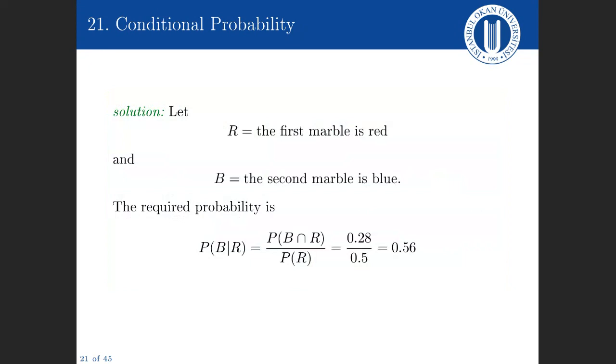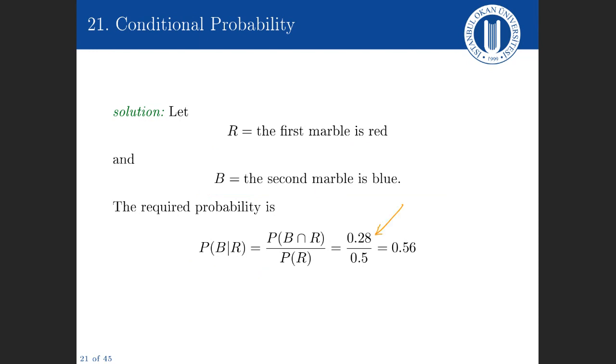We need some events. Let's suppose R is the event that the first marble is red, and let's suppose that B is the event the second marble is blue. We're asked to calculate the probability of B given R. If we know that R is true, what is the probability of B? By the formula from the previous theorem, this is the same as the probability of B intersection R divided by the probability of R. And these were given in the question.